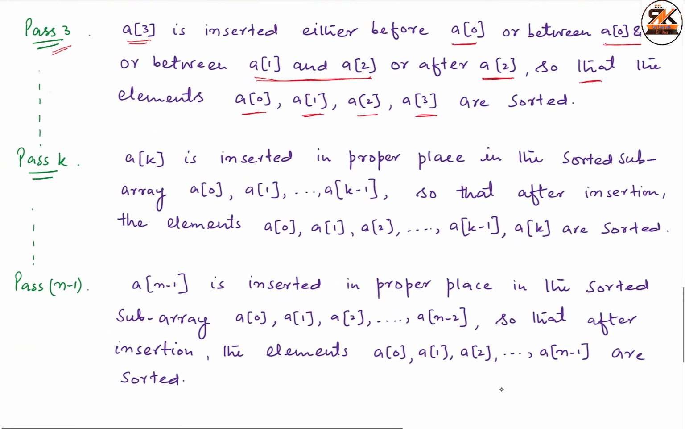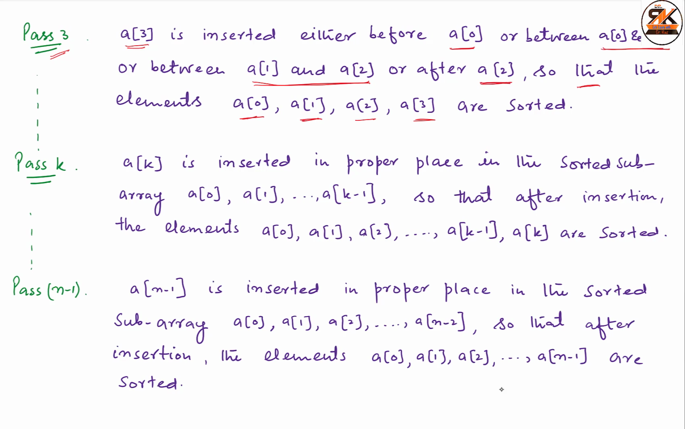Fine. Then after doing so, suppose we reach some element which is denoted as k, and for that element let me assign the iteration number k. The element ak is inserted in its proper place in the sorted subarray. That means the previous array that is already sorted, which contains the elements a0, a1 up to ak minus 1, so that after insertion of the element ak, we get a0, a1, a2, up to ak minus 1 and ak, that generates a sorted list. Fine.